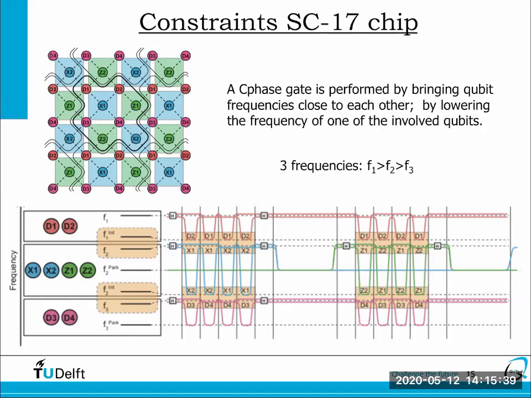Exactly, because here, for instance, I'm lowering the frequency of D2 for interacting with X1, right? But D2 is also connected to Z2, right? So in order to avoid Z2 interacting with D2 when performing this 2-qubit gate, you have to put it in what is called the park frequency, or decouple it from the other qubits, okay? And of course, the qubits that are in this parking frequency cannot do any operation while they are there. And again, that also limits the possible parallelism between the operations. Is this clear?